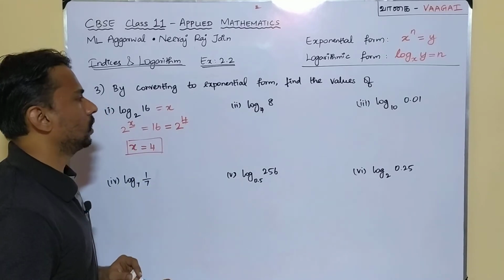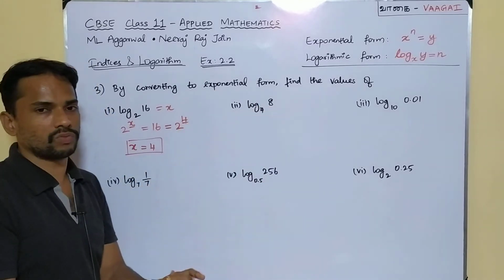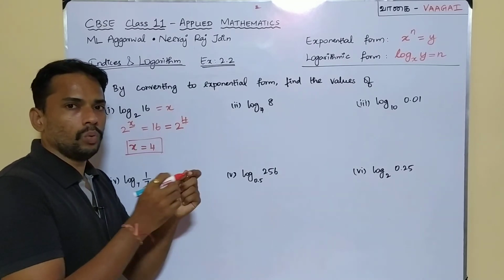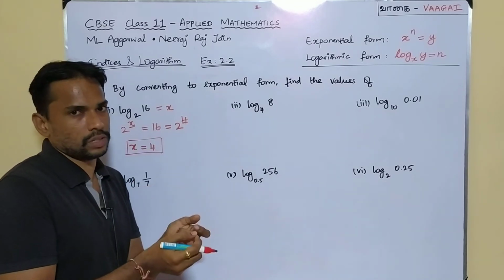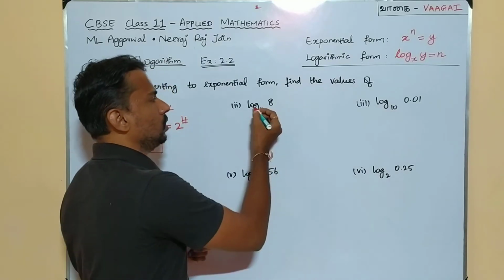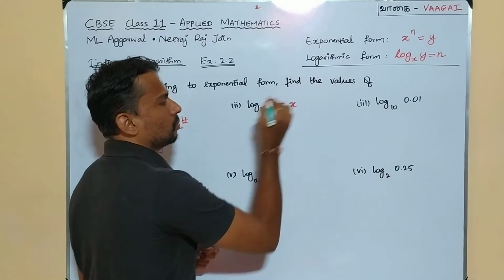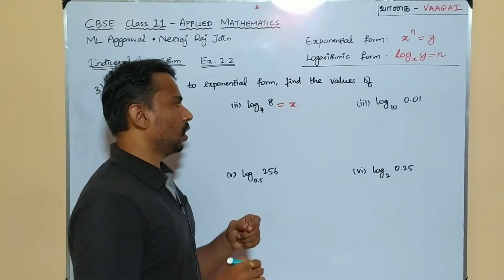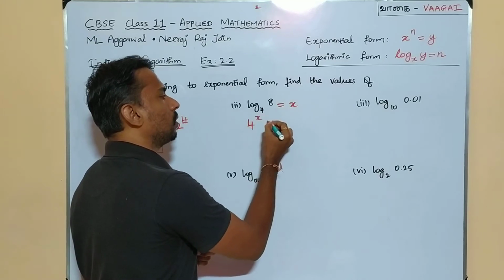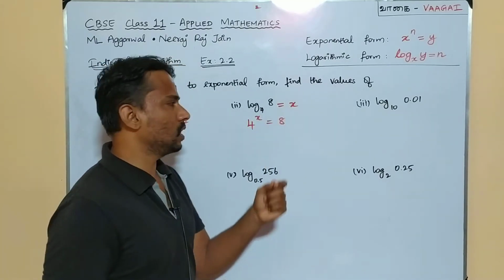Okay, done. Now come to the second question. The same approach is what we are going to use for all these questions: write it in exponential form and then try to write both the sides with the same bases. Now look at how we are going to try this question. Log 8 to the base 4 is again equal to some x. I'm going to take it to be x. Now when you write the exponential form, we get 4 to the power x is equal to 8.